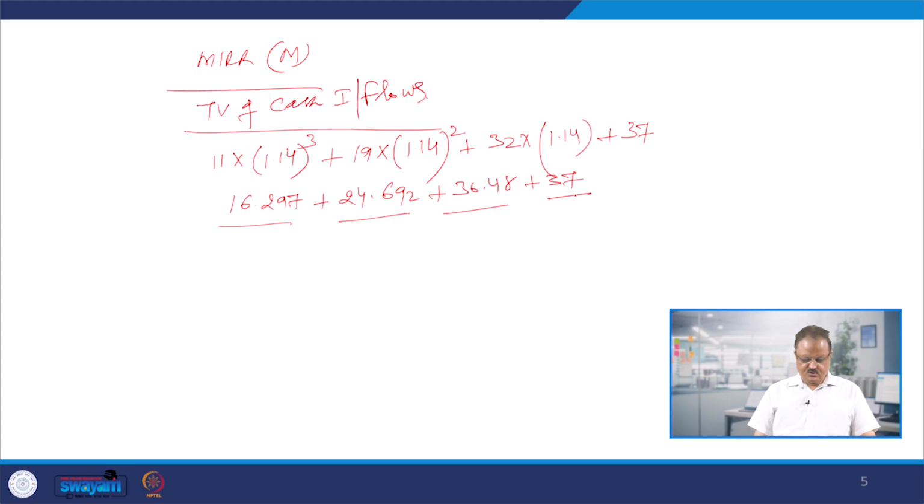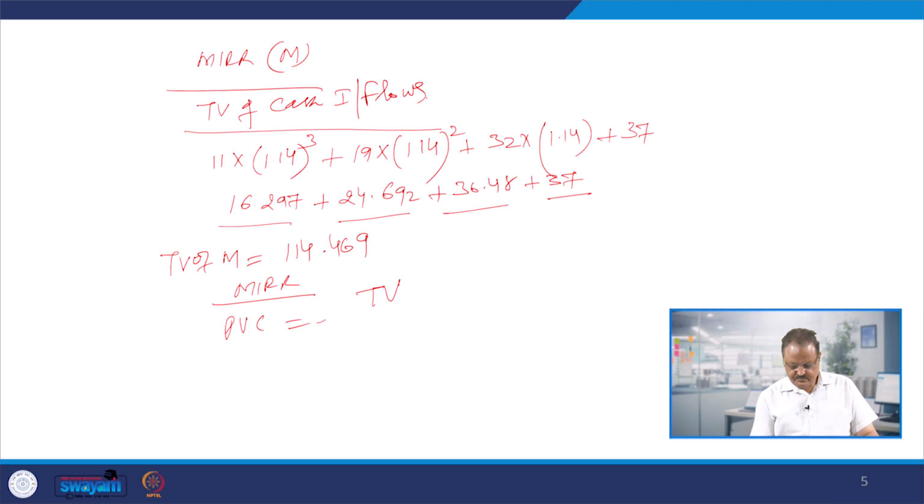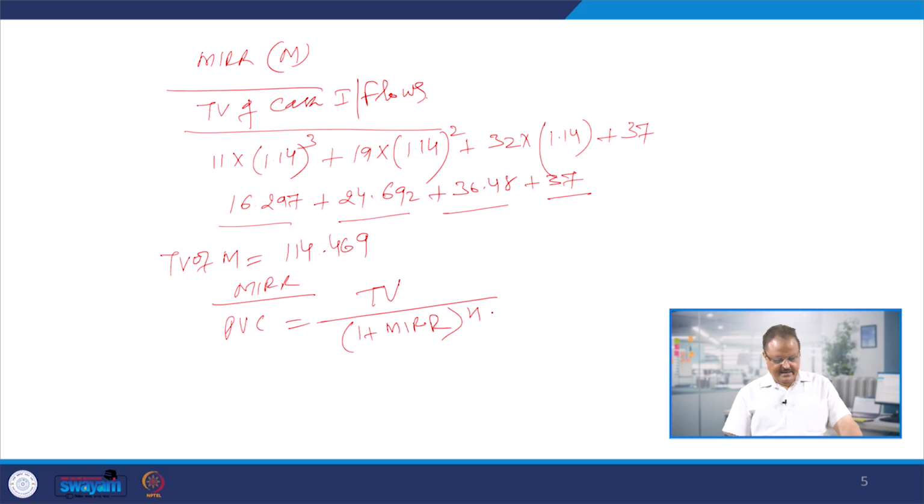We have to compound these cash flows, so these are the compounded values, and finally the total terminal value we have to calculate. So we have to sum it up. The terminal value of M is going to be 114.469. That is the final terminal value, and for calculating the MIRR you have to use one formula, right. That formula is basically present value of the cost is equal to terminal value divided by (1 plus MIRR) power n, right? This is a very simple and standard formula we use for calculating the MIRR of any project.